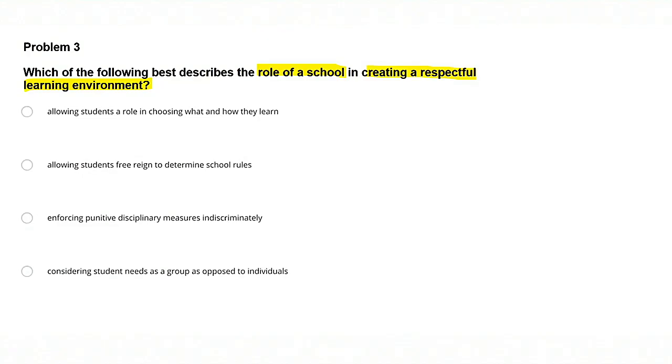The third choice, enforcing punitive disciplinary measures indiscriminately. Although sometimes the negative consequences work, we are definitely looking at a time in history when we're wanting to focus more on positive reward systems instead of negative and punitive. Plus, it's not always seen as the respectful choice. So that's definitely not going to be the best answer.